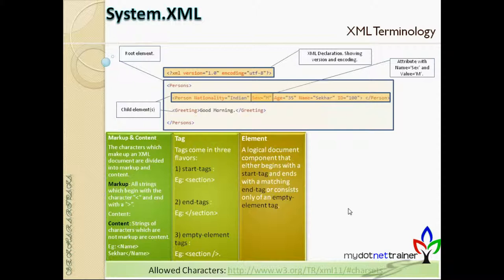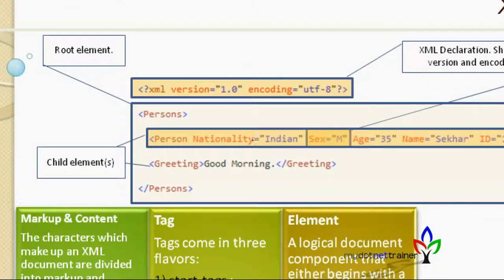And what's an element? An element is a logical document component that either begins with a start tag and ends with an end tag, or else is an empty element tag. So anything that has a start tag and an end tag is called an element, or if it is self-terminating, which is an empty element, that's fine. A couple of elements we have here: one is the root element.